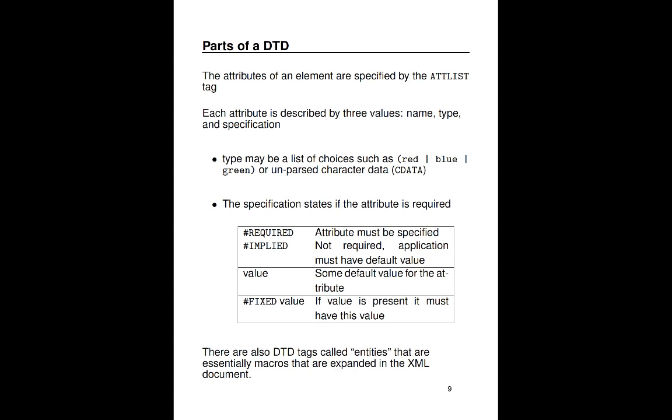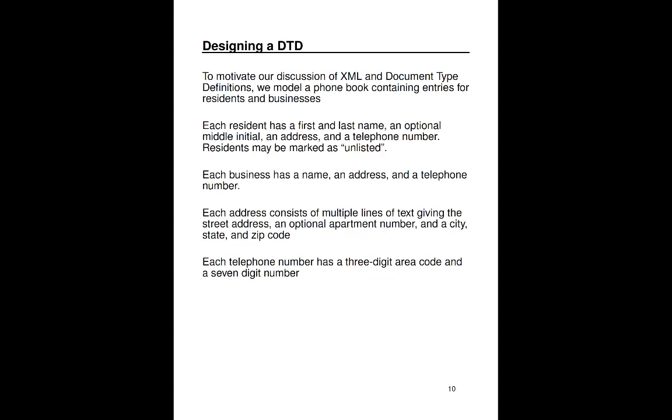I won't go into detail here, but you can also define tags inside your DTD called entities, which are basically macros that are expanded in the XML document. The mechanism looks a lot like the escaped values of greater than and less than in XML files. To dive a little bit more into DTDs, we will model a phone book that contains entries for businesses and residences.